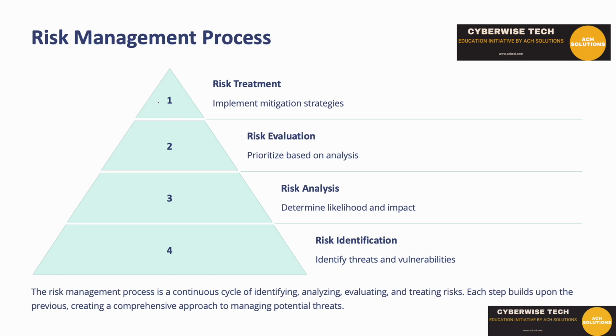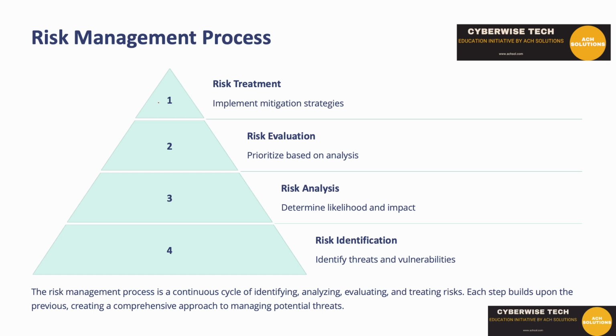So let's talk about risk identification first. As I said, this is used for recognizing potential threats. Now, risk analysis, which is used for determining the likelihood and impact of the risk which is identified. Now, risk evaluation: based on the likelihood and impact, the risk evaluation is done. And then risk treatment, deciding how to address those identified risks.